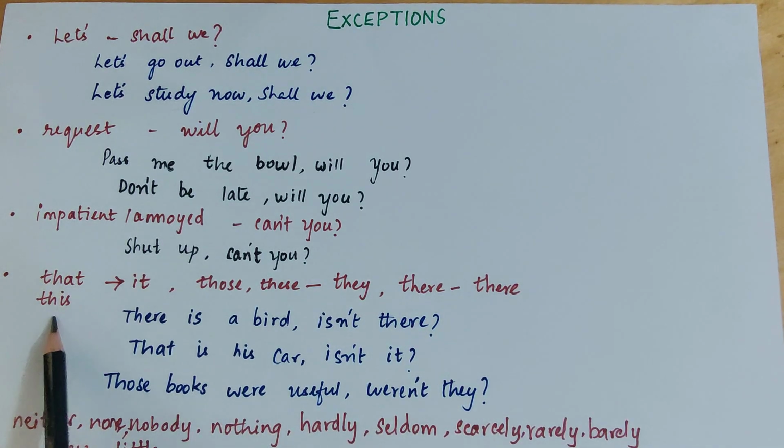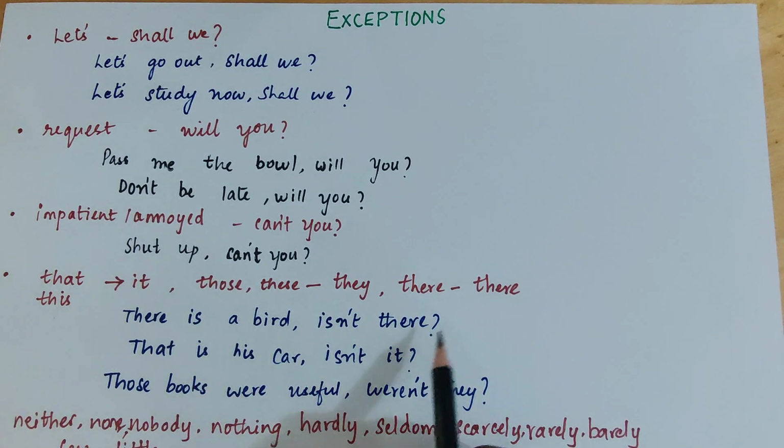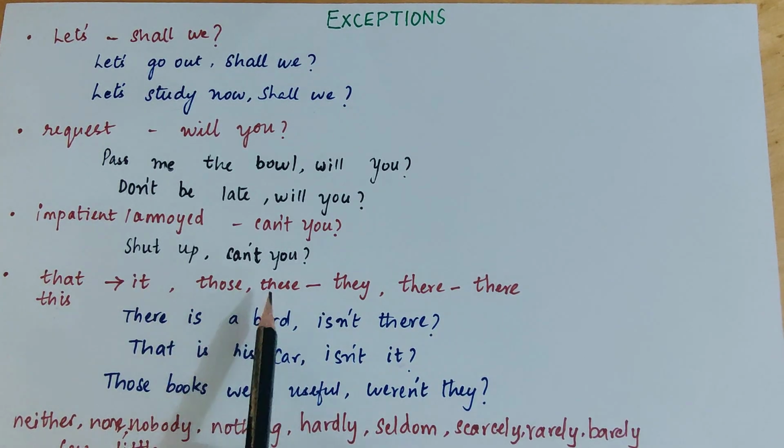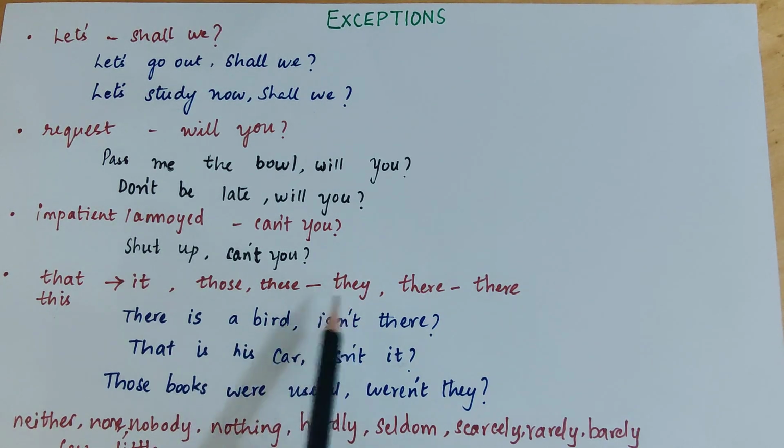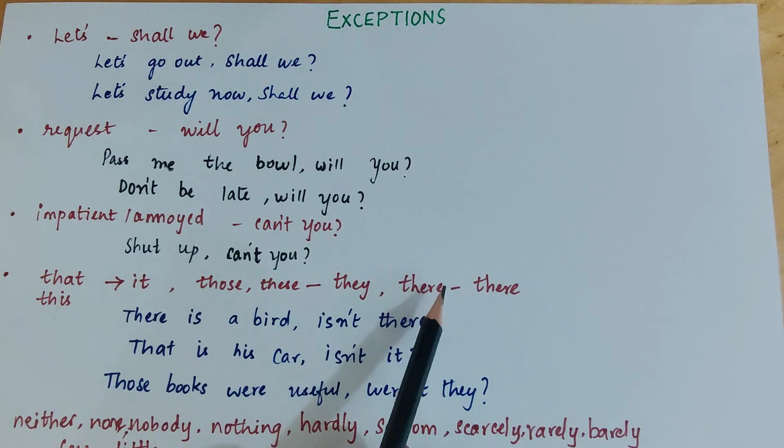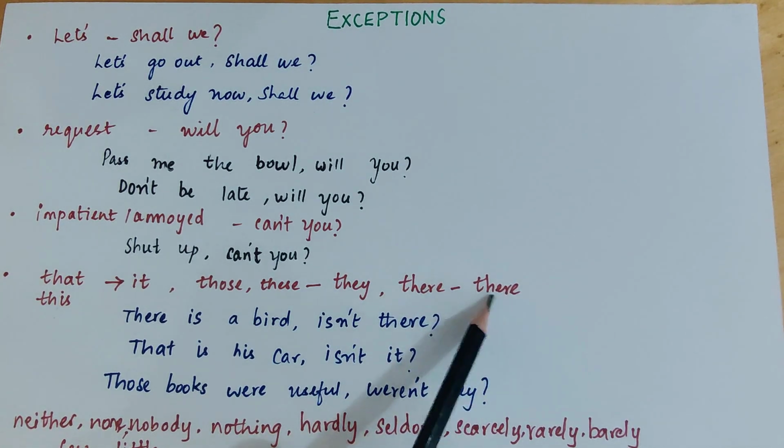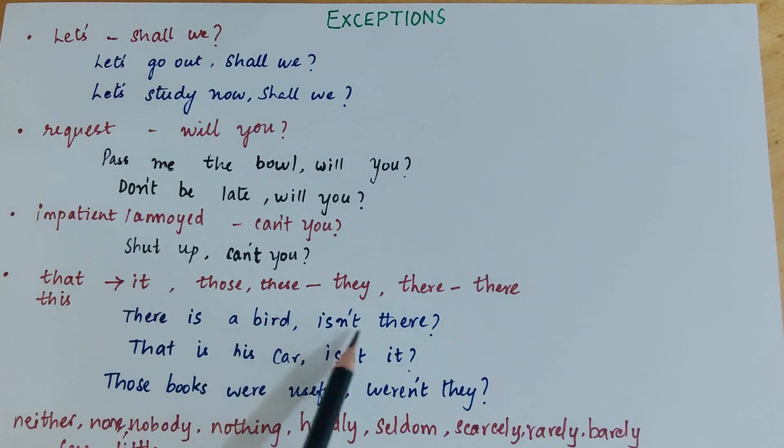When there is that and this in the statement, use it as the pronoun. That is his car. It is it. This is his car. It will take it. Those and these will take they. Those books were useful. Weren't they? There will be written as there only. There is a bird. Isn't there?